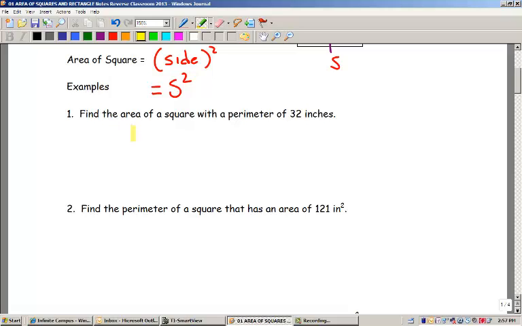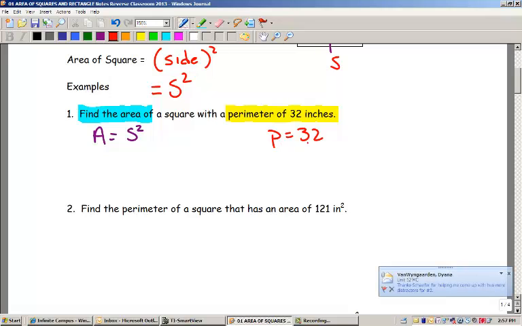Question number 1. Find the area of a square with a perimeter of 32 inches. What is given to me? The perimeter is 32 inches. What are we trying to find? We are trying to find the area. So I'm going to write down the information given to me, and try to see how I can use this information to help me solve the problem. Since they are giving me my perimeter, that's the equation I'm going to start with.